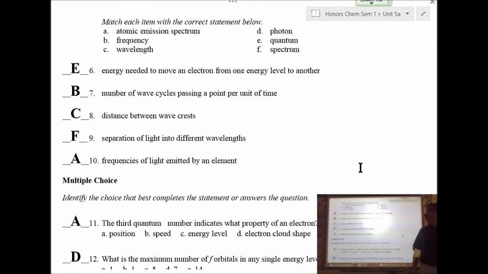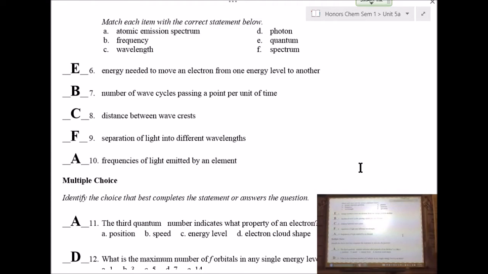Number 7, the number of wave cycles passing a point per unit of time. That's your hint right there, per unit of time. So that's frequency. Number 8, the distance between wave crests, wavelength. Number 9, the separation of light into different wavelengths. That is your spectrum. And it's like Cooper and Taylor chose wisely, sitting underneath the poster there. It has all the answers up there.